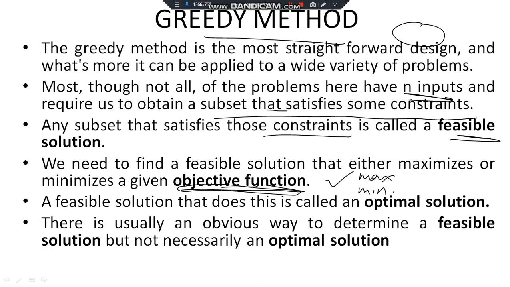And a feasible solution that either maximizes or minimizes the objective function, based on what your requirement is, is called an optimal solution. There is usually an obvious way to determine a feasible solution, but not necessarily the optimal solution. So for a given problem, we can find multiple feasible solutions.